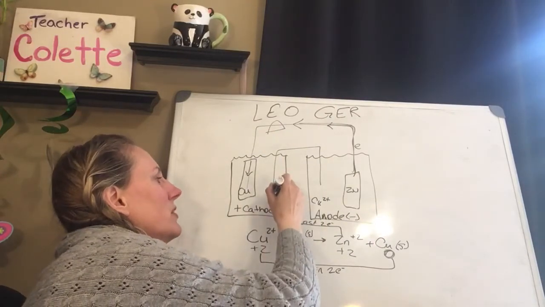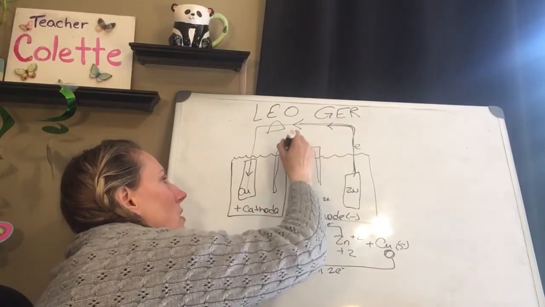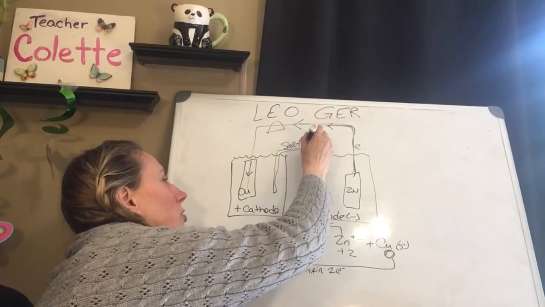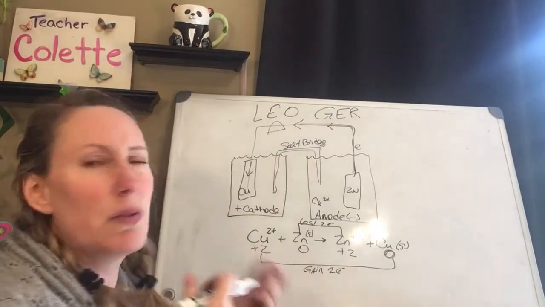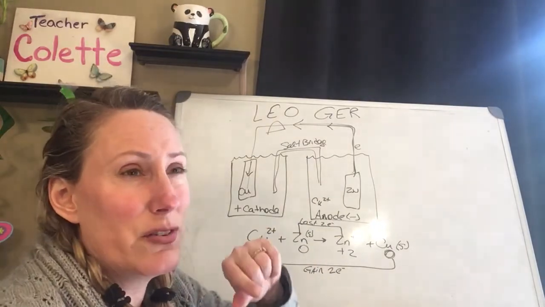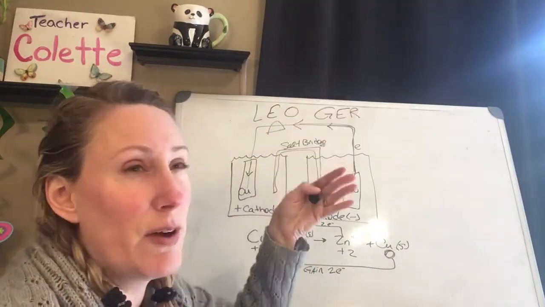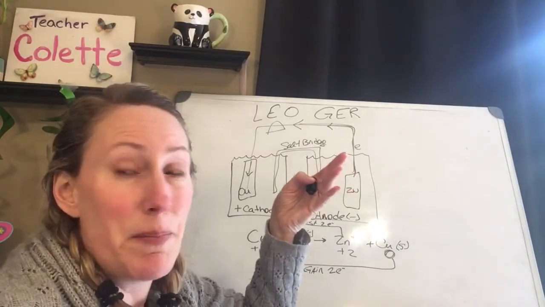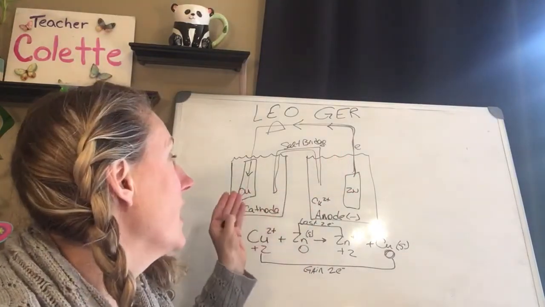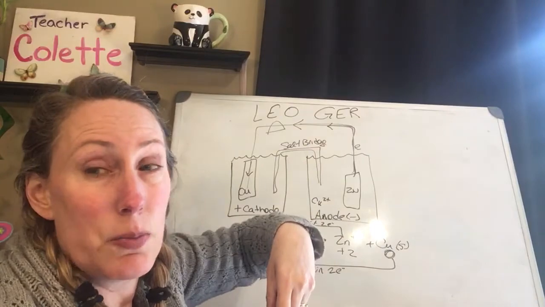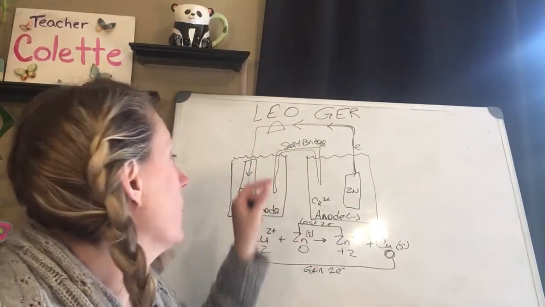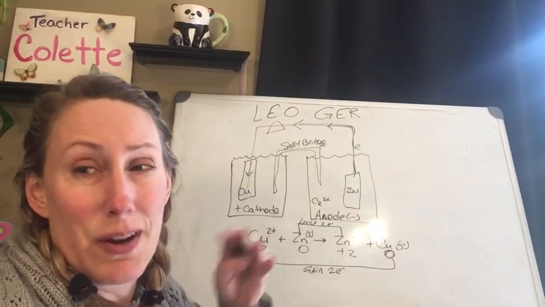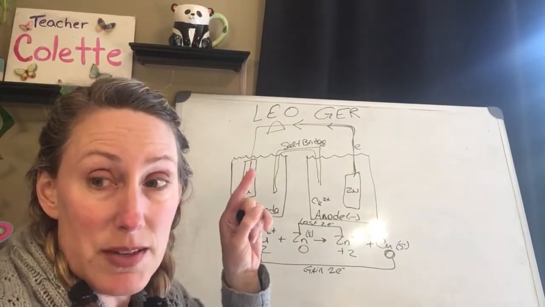And then you also have to have this here. This is called your salt bridge. You don't really have to worry about how that works. Just know that if water would flow one direction, eventually it would fill up and it would stop flowing. So you have to have a way to dump your electrons back in your battery so that it continues to flow. So a salt bridge brings the electrons back. You don't have to understand all that. Just know that there has to be a salt bridge there.